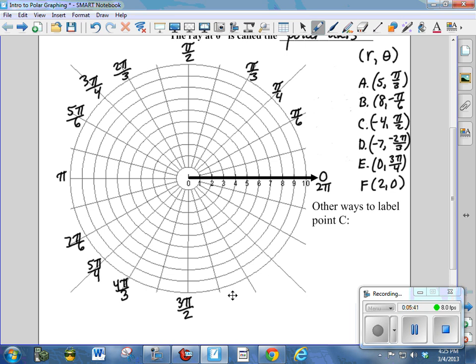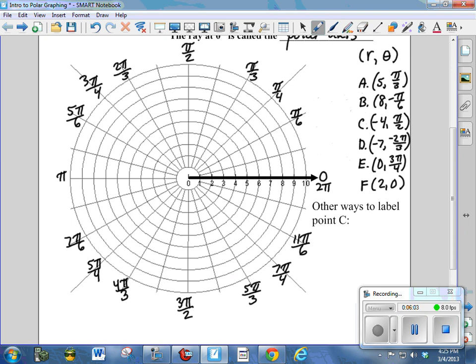Now when we go into the fourth quadrant, notice that we have 6, 4, 3 in the denominator. 3, 4, 6, 6, 4, 3. Now we're going to have 3, 4, 6 again. So the first one is 5 pi over 3, then 7 pi over 4, and then 11 pi over 6.